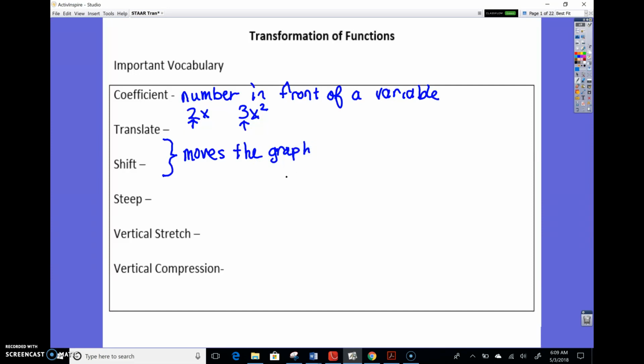So if you translate, you're moving the graph. The shape is the same. Everything's the same except it just moves either left, right, up, or down.